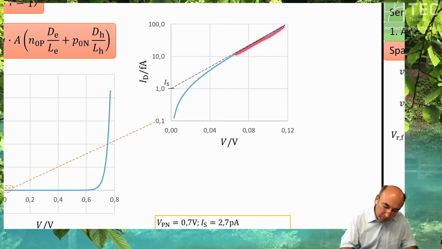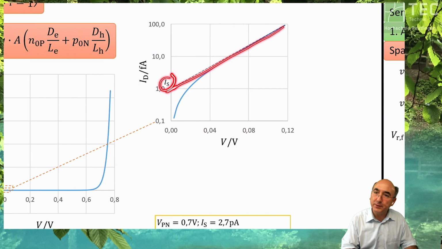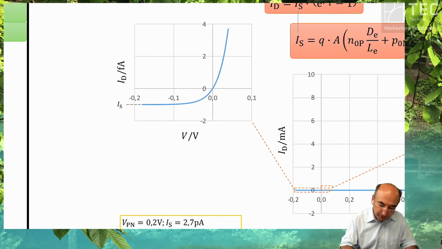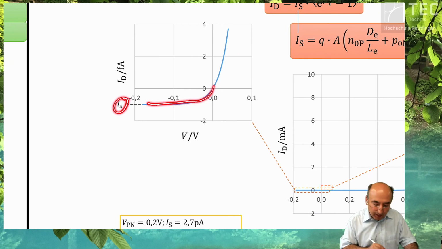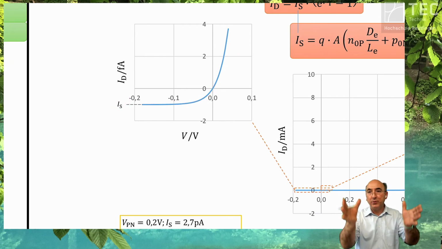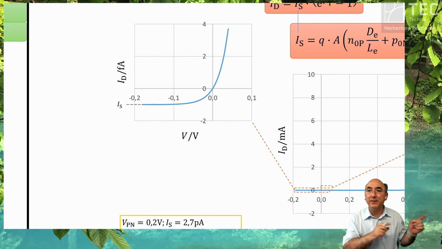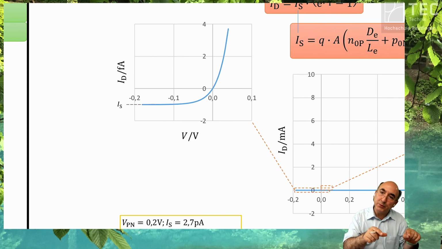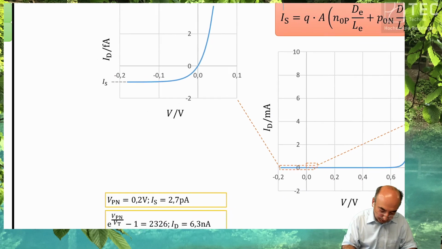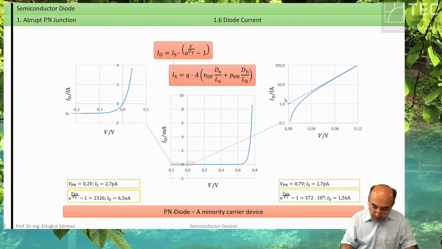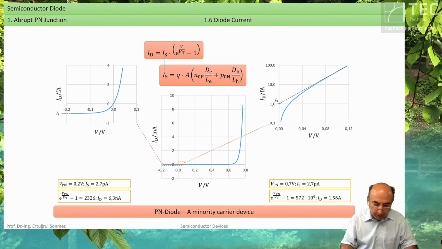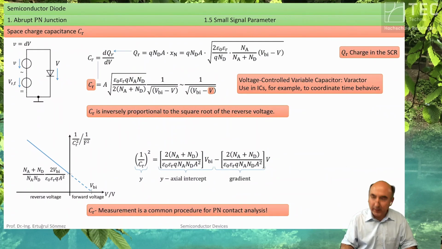So from this slope, we can extract the saturation current of the diode, or we can measure in a reverse direction and we can extract the saturation current. But in the measurements, we have all the leakage currents, all the non-idealities in the value, not only the expected theoretical value. Okie dokie. So here we are with the PN diode.